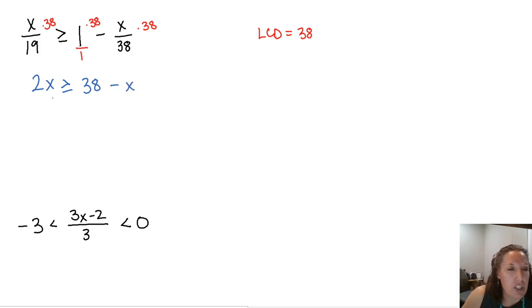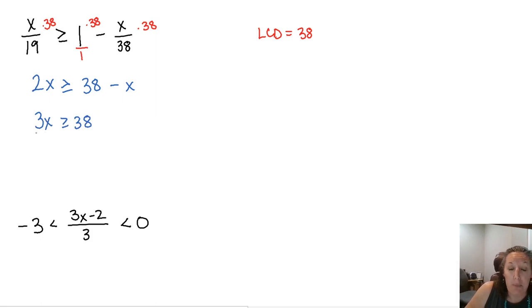All right, now just like solving an equation, we want to make sure and get all of our x's on one side and everything that doesn't have an x on the other side. So we're going to add x to both sides. We get 3x is greater than or equal to 38. And then our last step, we want to divide by our coefficient of 3 here.